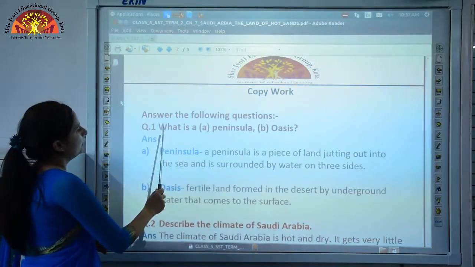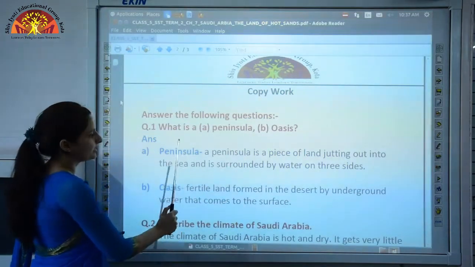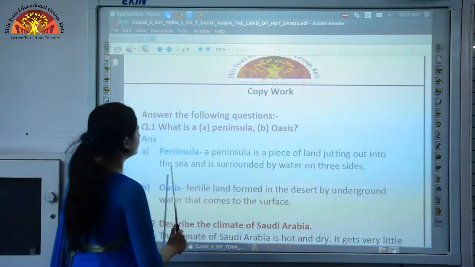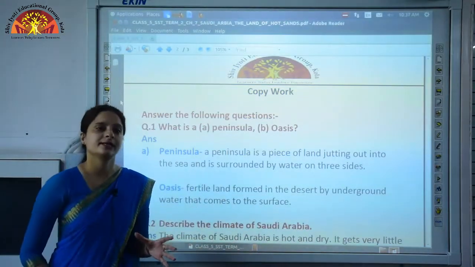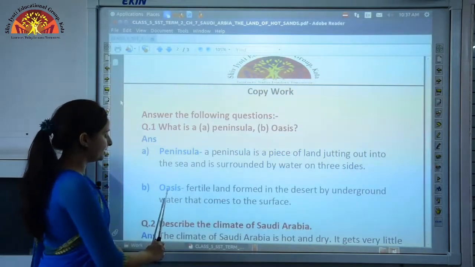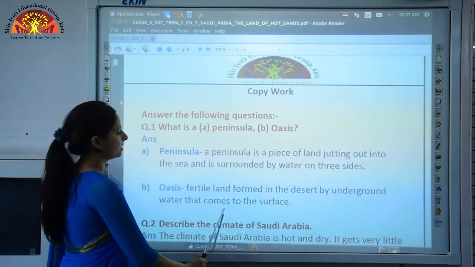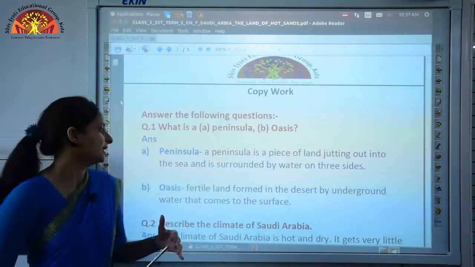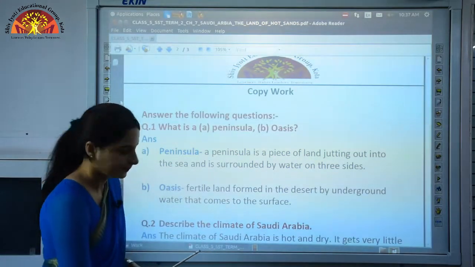First we will discuss what is a peninsula and an oasis. Peninsula, as we learnt, is a piece of land jutting out into the sea and is surrounded by water on three sides. Oasis, fertile land formed in the desert by underground water that comes to the surface. We learn that whenever the underground water comes up to the surface, it is the formation of an oasis where you can find a little bit of vegetation.